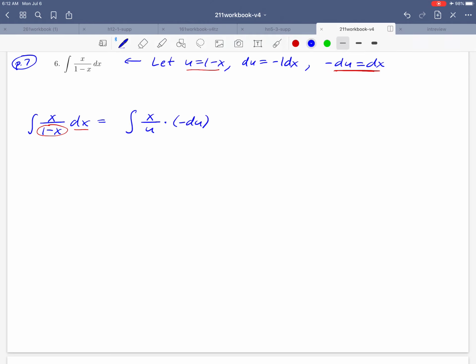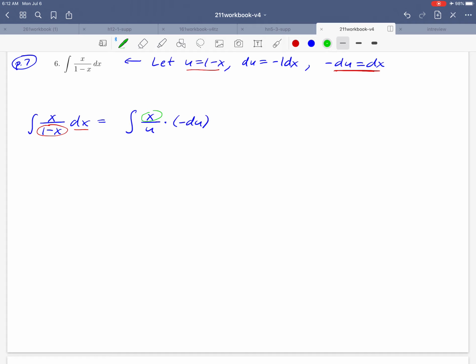Now if you look at this, you'll notice that something a little unusual happens here. We've got an x sitting up in the numerator of our integral here. Does that x cancel for us? It doesn't cancel. So this is different than any of the examples that we've looked at up to this point. What do we do in this situation? In order to proceed here, we need to get rid of that x somehow.